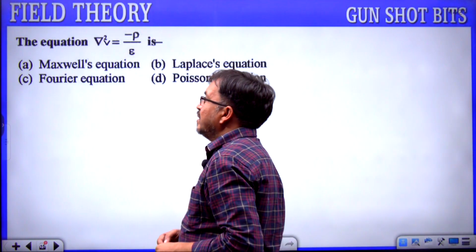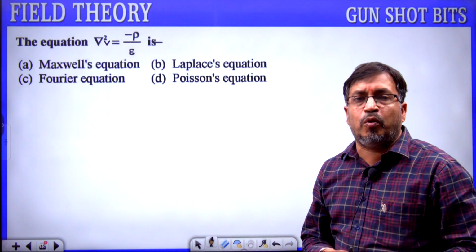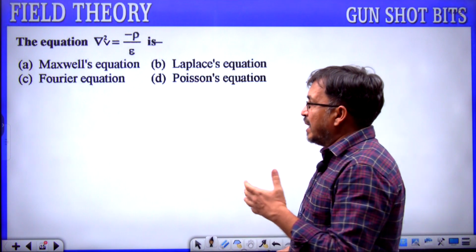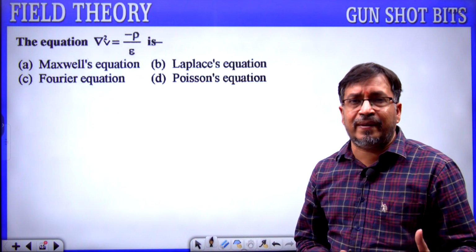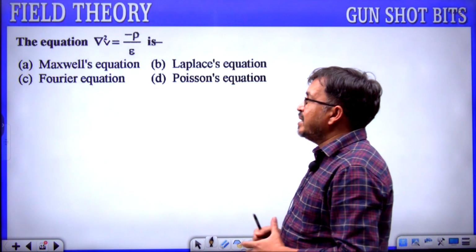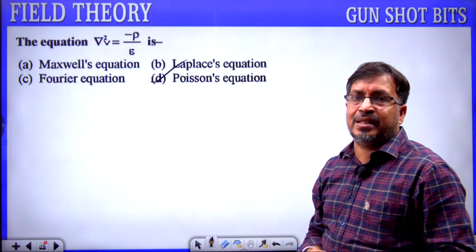Next question: the equation del square V equals minus rho by epsilon. Is it Maxwell equation? Is it Laplacian equation? Is it Fourier equation? Is it Poisson's equation? The correct answer is Poisson's equation.